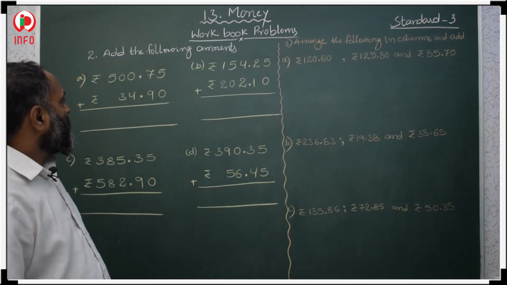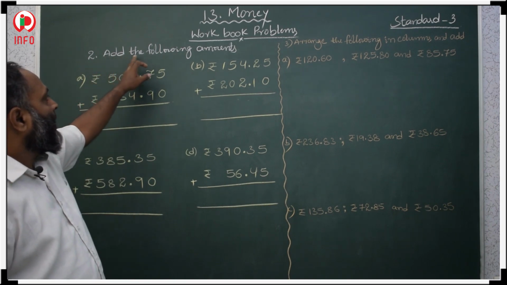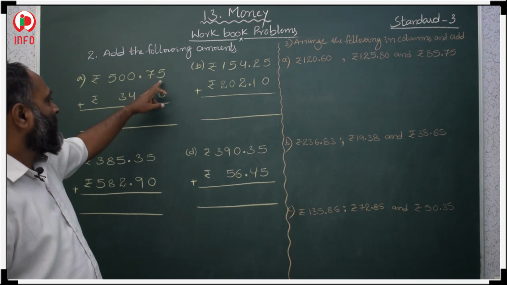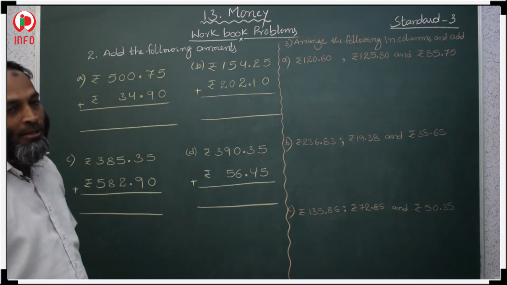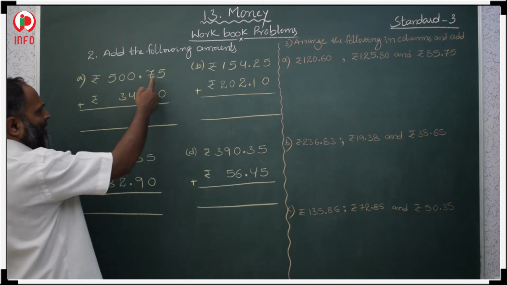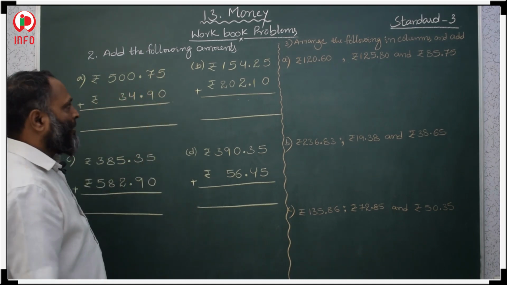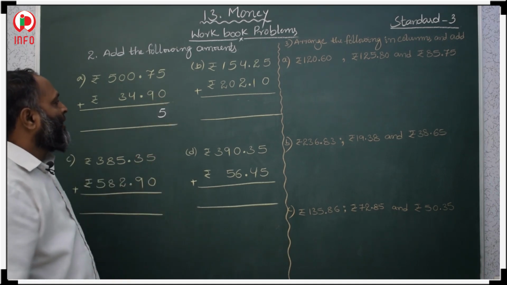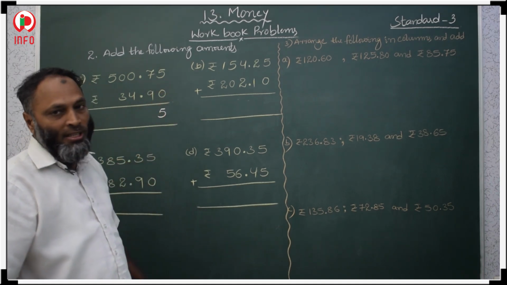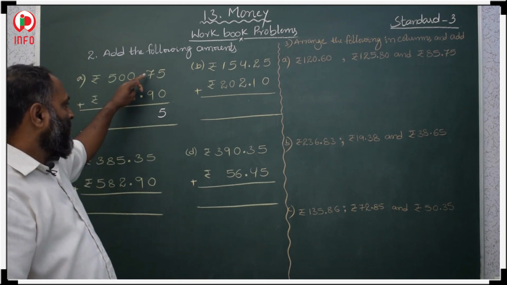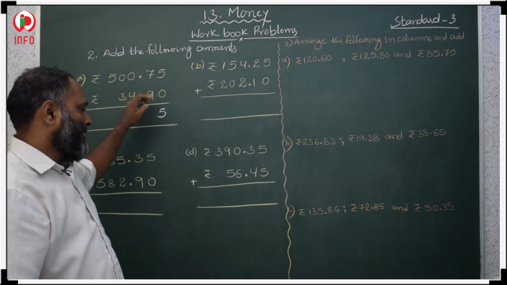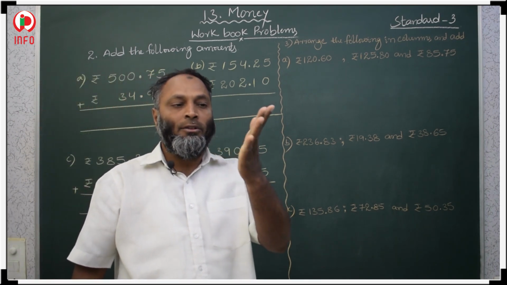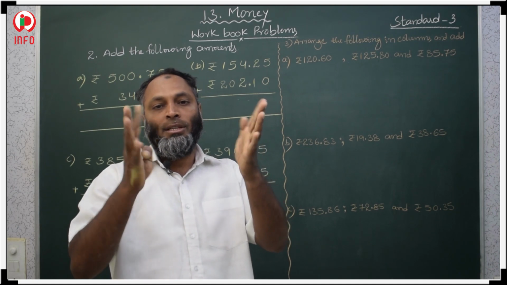Now see here, in the second, add the following amounts. Here rupees 575 paisa, rupees 34 and 90 paisa. Add these two. First add the extreme right digit in paisa. 5 plus 0, 5. If we add any number with 0, the number itself is the answer. Okay. Now 7 plus 9: 7, 8, 9, 10, 11, 12, 13, 14, 15, 16.